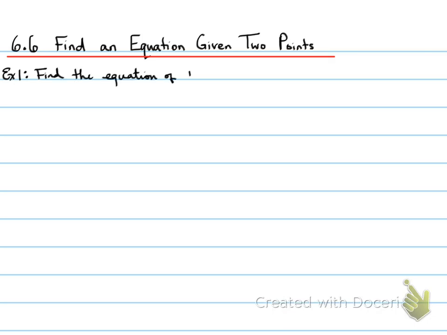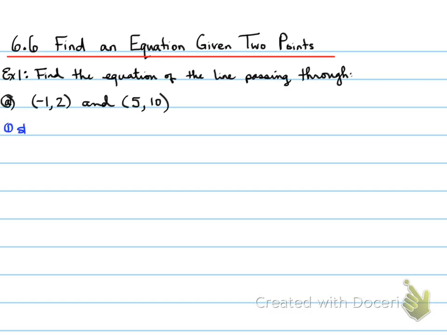Example 1. Find the equation of the line passing through the points -1, 2 and 5, 10. So you need to find the equation of the line with those 2 particular points. All right, first thing we're going to do is find the slope. To find the slope of those 2 points, we have to use the formula, y2 minus y1 over x2 minus x1.